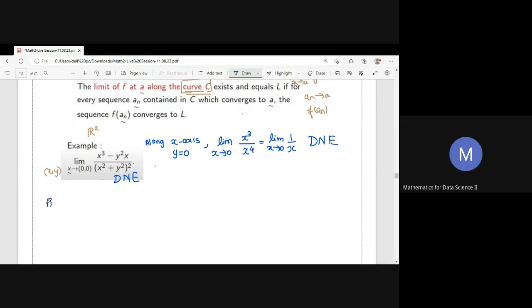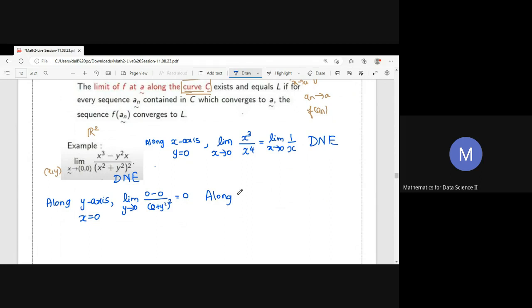Okay, but be careful. Sometimes in the direction you choose, the limit may exist, and in some other direction, it may not exist. For example, what happens along the y-axis? It will become 0. Here your x value is fixed at 0, only y goes to 0. So the whole term becomes 0 minus 0 by 0 plus y squared whole square, which is 0. So you see in this direction it is existing.